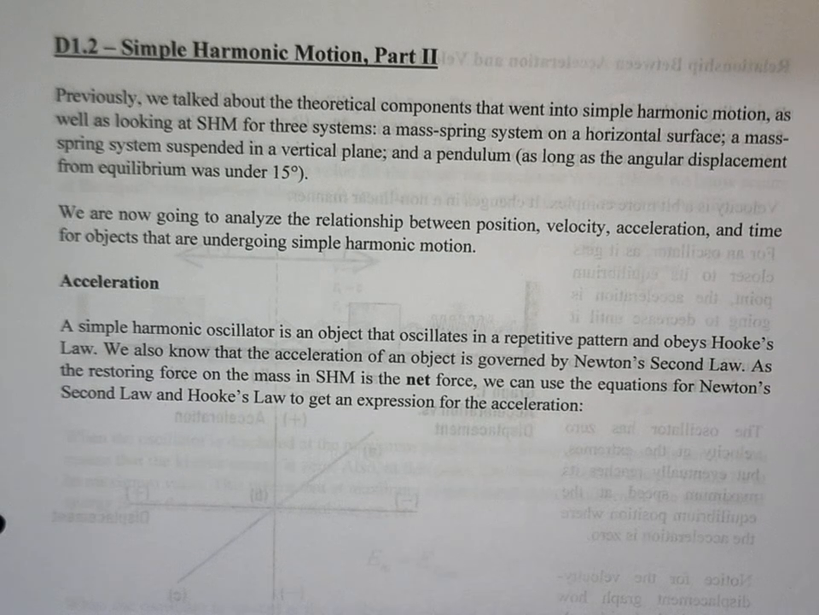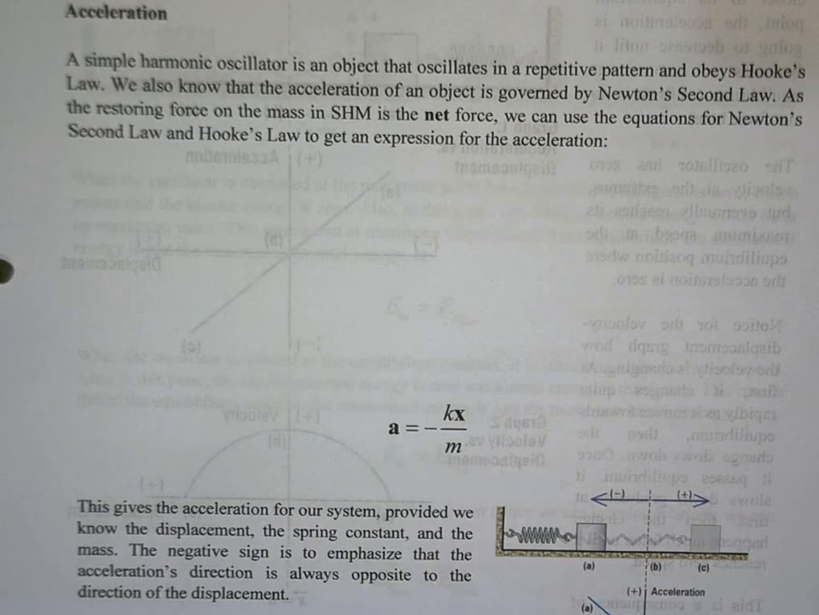So up to this point, when we've been talking about simple harmonic oscillators, we've pretty much kept it strictly theoretical. What we'd like to do is start throwing a little bit of math into it. We've talked about things like position, velocity, acceleration, and time for these objects undergoing simple harmonic motion. What we'd like to do now is start to look at the relationships. And the first one that we're going to look at is acceleration.